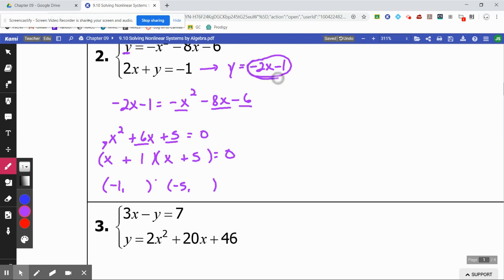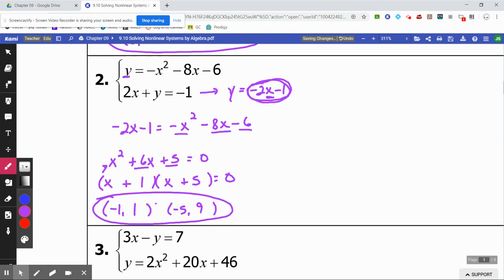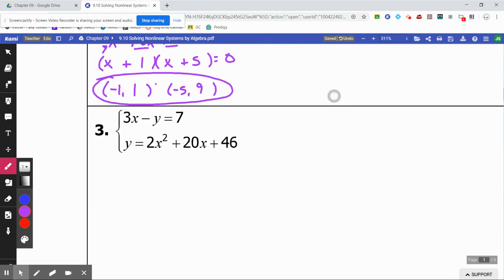Again, right here is a great place to plug it in. Plug in negative 1 gives you negative 2 times negative 1 is 2 minus 1, which is 1. Negative 2 times negative 5 is 10 minus 1, which gives you 9. So there's my 2 points of intersection. And you can always check that with a graph. You would have an upside down parabola. You're going to have 2 different points of intersection if you were to graph this.